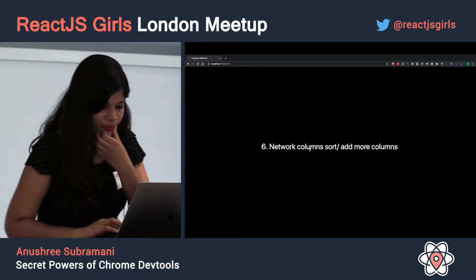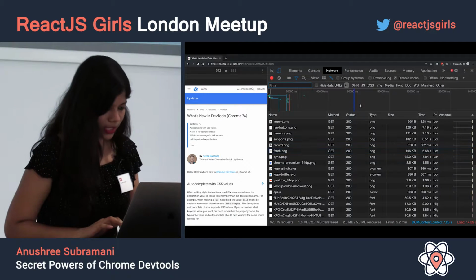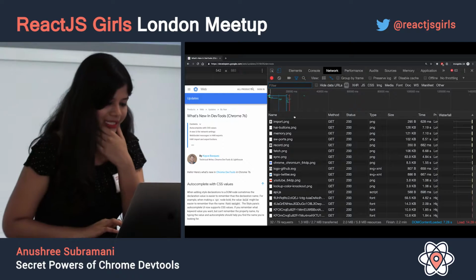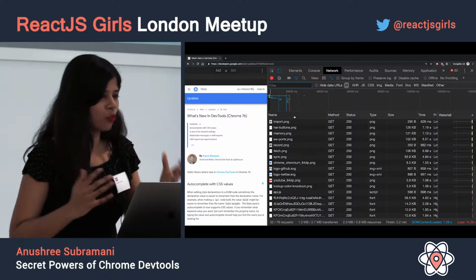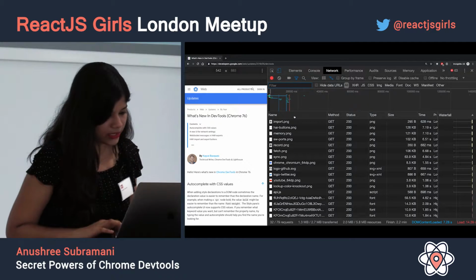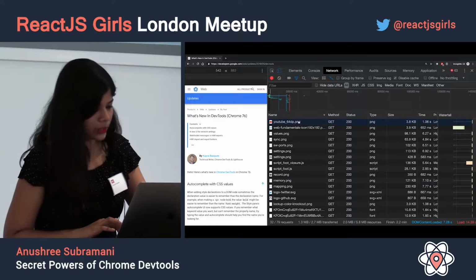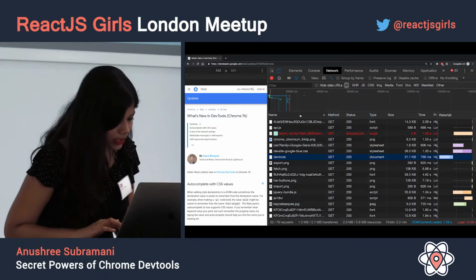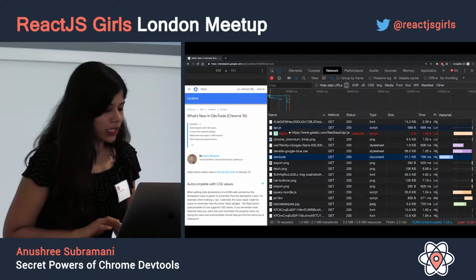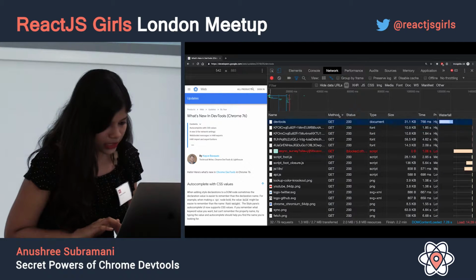Okay, so network columns: sort or add more columns. This is really simple. You have this feature in most tables, but it's not obvious. You can just click on them, and it'll sort based on ascending or descending. Right now it's in descending, which is why the Y is at the top. Then you click again, it's in ascending. So every column you can do this.